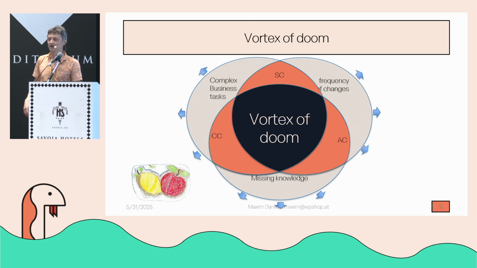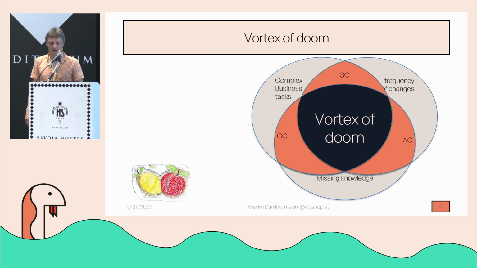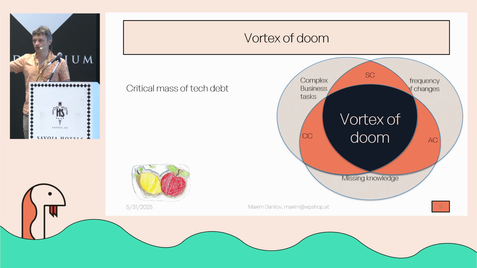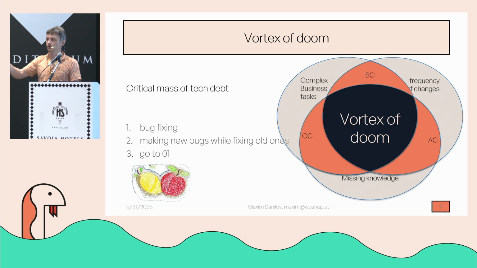The problem is here: the vortex of doom. The vortex of doom is not my invention. I like to use this description of the problem. It seems like we have an issue to fix one bug, only one bug. Our developers work on this issue, fix the bug, send it to production, and get 2 new bugs.